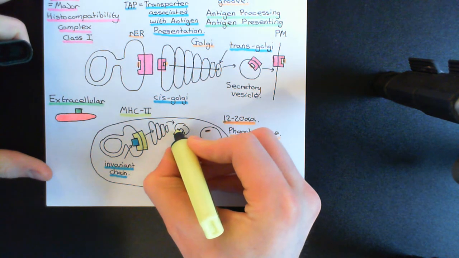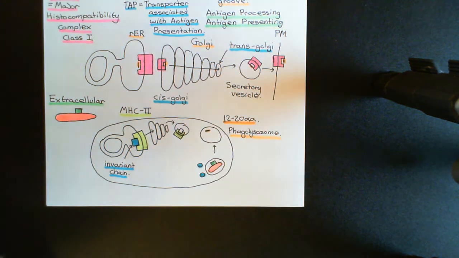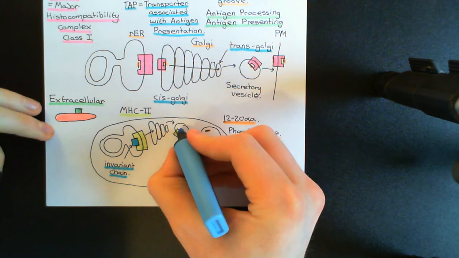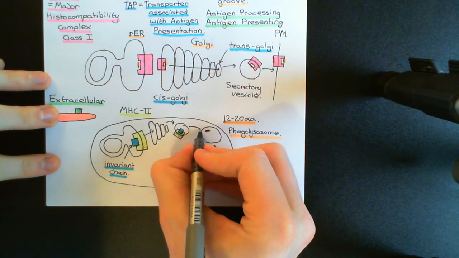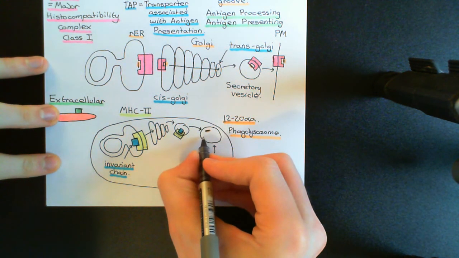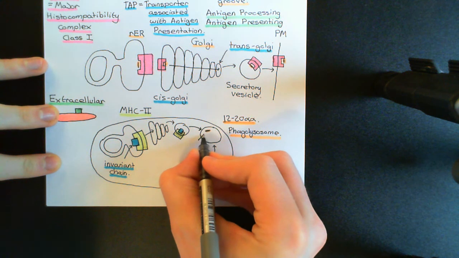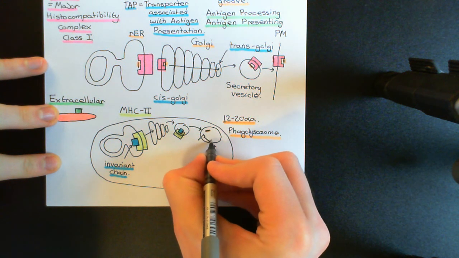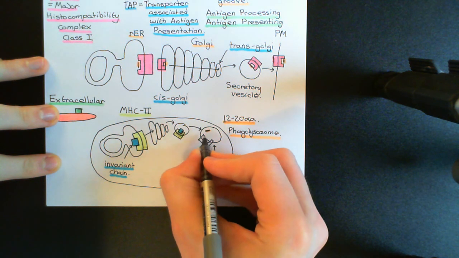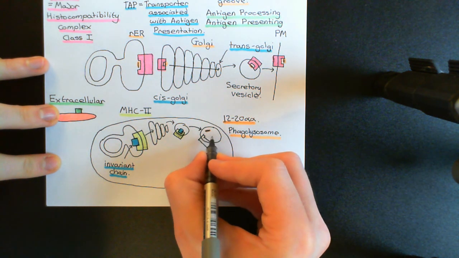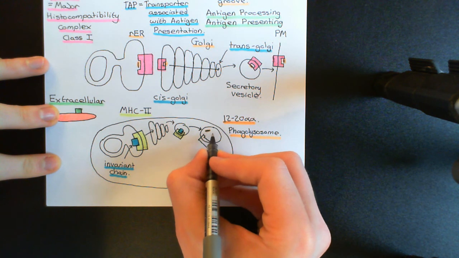In yellow there's the MHC class 2, and then in blue the invariant chain. And then what's going to happen is this secretory vesicle is going to fuse with the phagolysosome here, and we're then going to deliver the MHC class 2 with its invariant chain into the phagolysosome. Now what happens when we get into the phagolysosome is that the invariant chain moves out of the MHC class 2 peptide binding groove and is also going to be broken down by some of the enzymes in the phagolysosome.